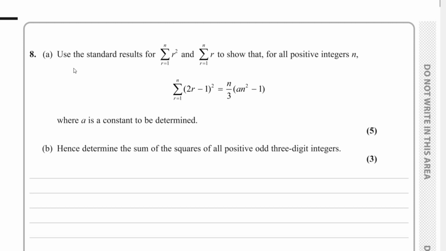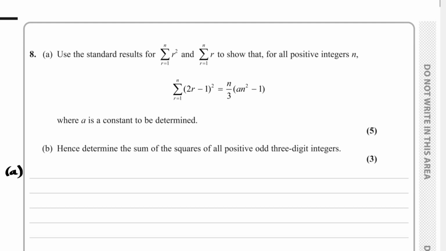Question number 8, part A. We have to use these standard results for the sum from r equals 1 to r equals n of r squared and the sum from r equals 1 to r equals n of r to show that for all positive integers n, the sum from r equals 1 to r equals n of (2r minus 1) all squared is equal to n over 3 multiplied by (an squared subtract 1), where a is a constant to be determined.